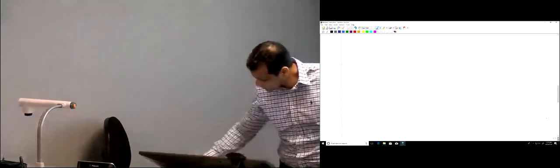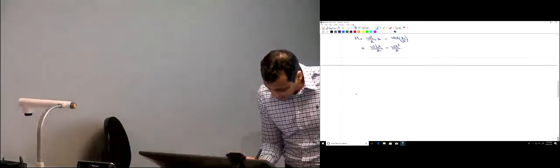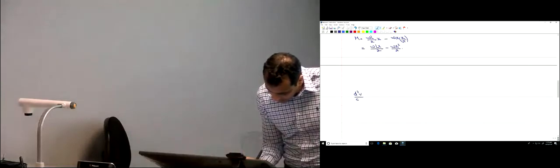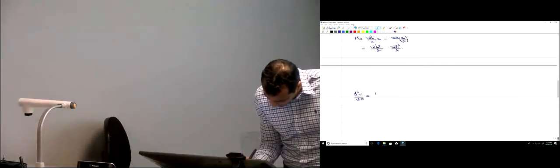Okay? Why do I need this? To plug it in this equation and then integrate it twice. Okay? So now, what does this equation say? It says d2v by dx squared is M, and don't forget that this is divided by EI.